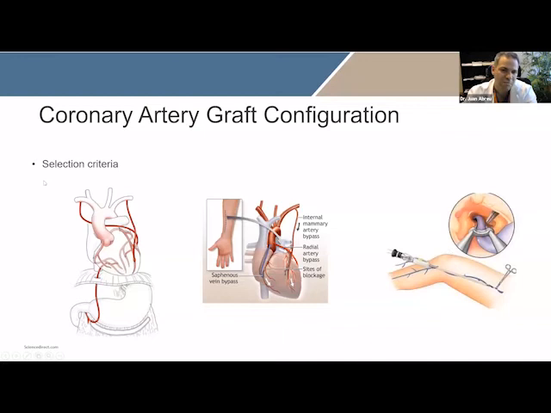So the selection will depend basically on how many blockages you have, where the blockages are, how tight they are, and your medical conditions. If you have diabetes, obesity, smoking, sometimes you're not a candidate to use these two. You will use only one. Or sometimes, let's say, if you consider radial, are you a dialysis patient that has a fistula? Then we cannot use it.